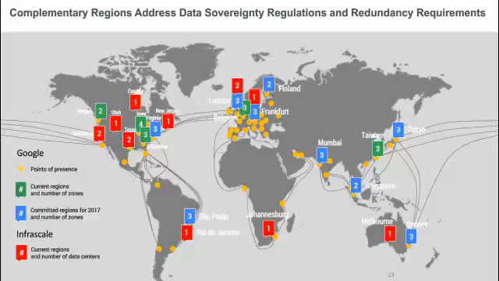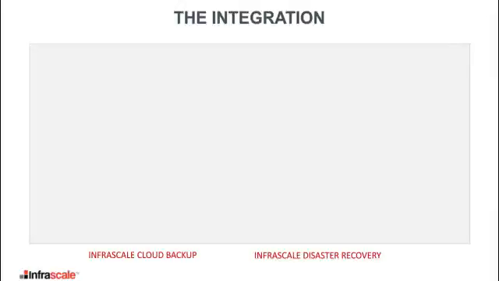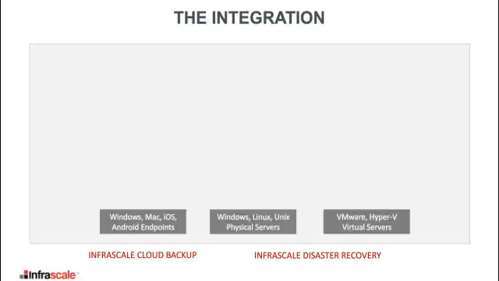At an architecture level, I'll just describe very briefly how the joint solution works together. At the lower level here, you'll see the source systems that we are protecting. So it might be Windows desktops, MacBooks, iOS phones, what other endpoints we might have. Might be Windows, Linux, or even Unix physical servers. Might be VMware, Hyper-V virtual servers. So these are the data and the systems that we want to protect.